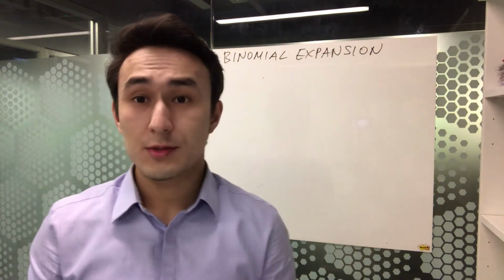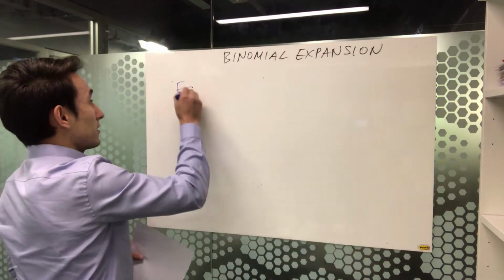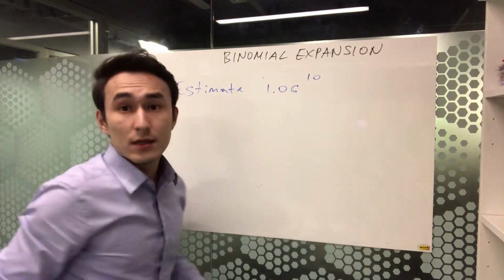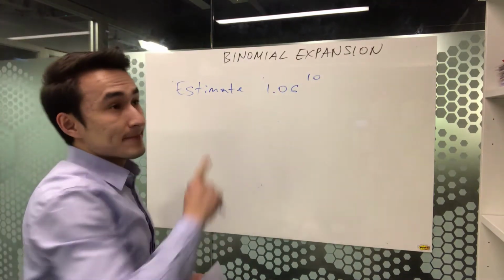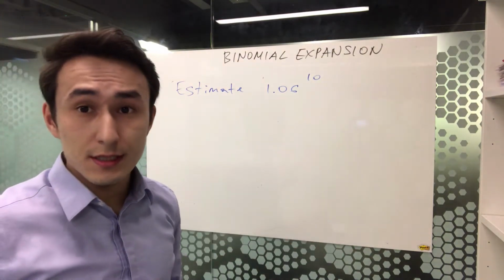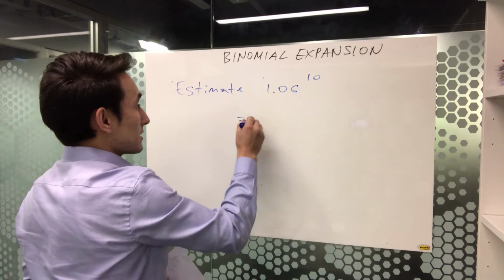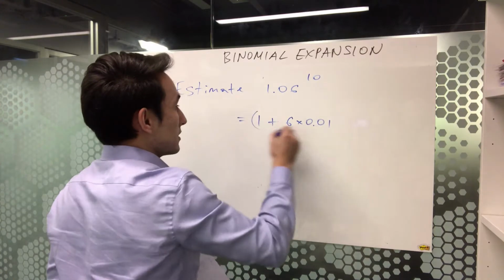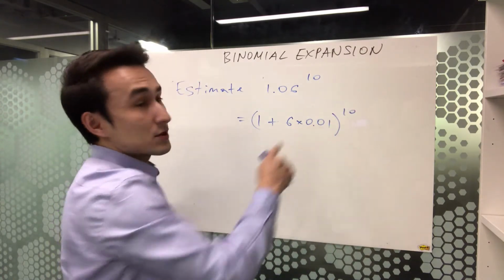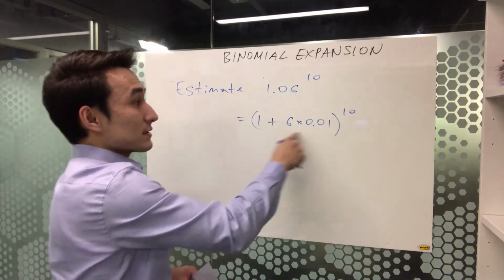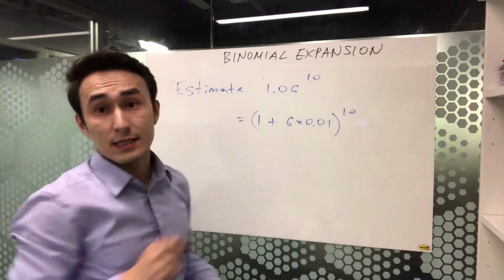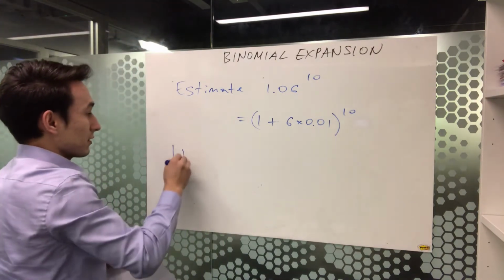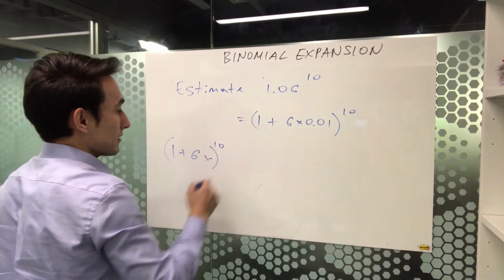And by the way, sometimes you'll be asked questions like: estimate 1.06 to the power of 10 using the expansion. So you will not put this into a calculator. What you will do here is write this as (1 + 6 times 0.01) to the power of 10. First of all, 6 times 0.01 is 0.06. 1 plus that number is 1.06.